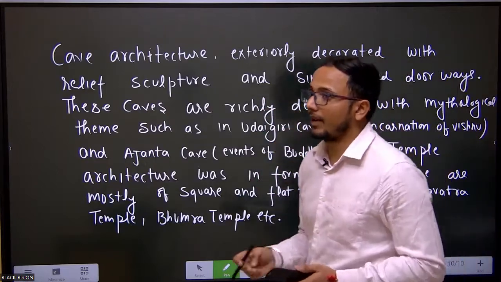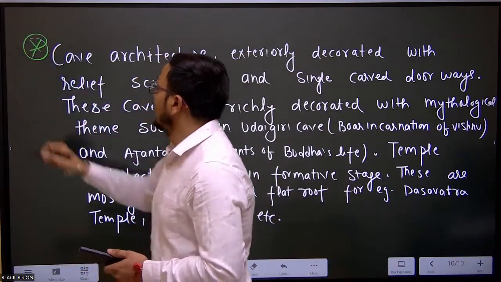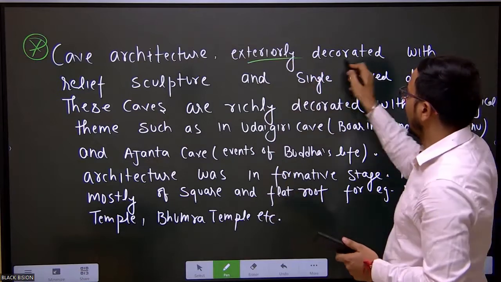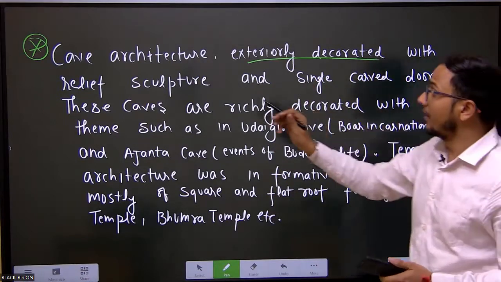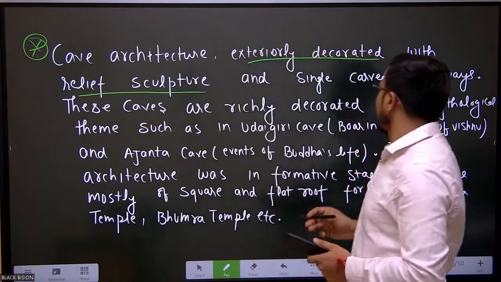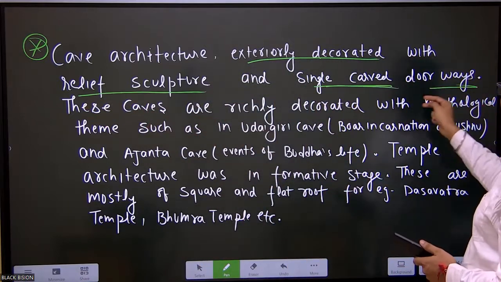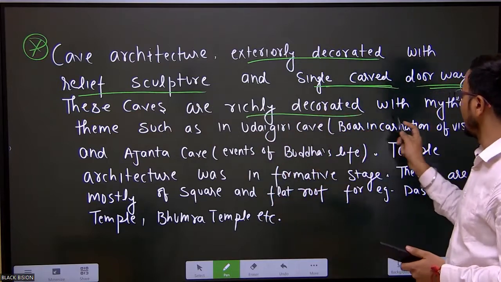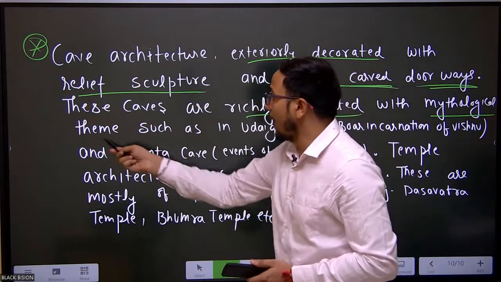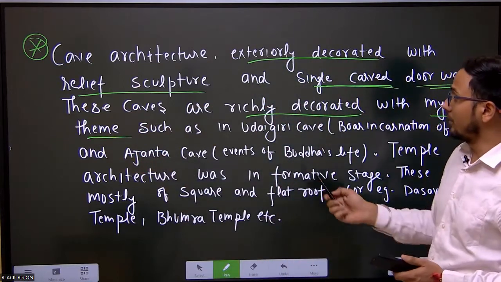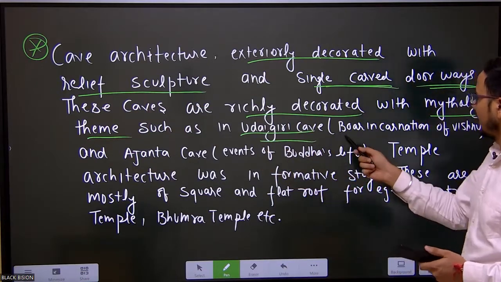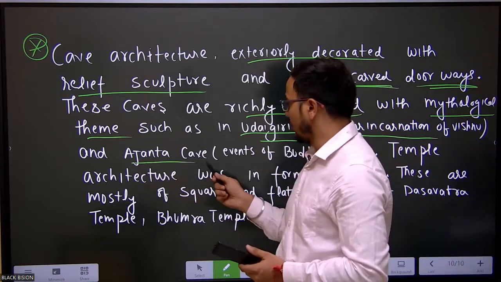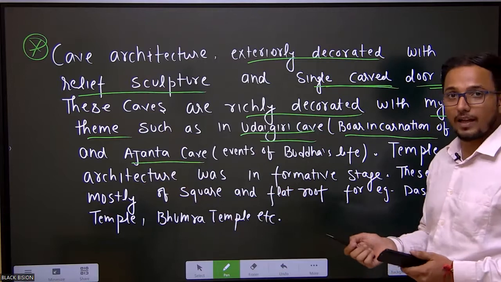Now look at the second paragraph. Cave architecture is exteriorly decorated with relief sculpture and single carved doorways. These caves are richly decorated with mythological themes from Hinduism as well as Buddhism, like the Udayagiri cave, which depicts the boar incarnation of Vishnu, and the Ajanta cave, which depicts events from the Buddha's life.